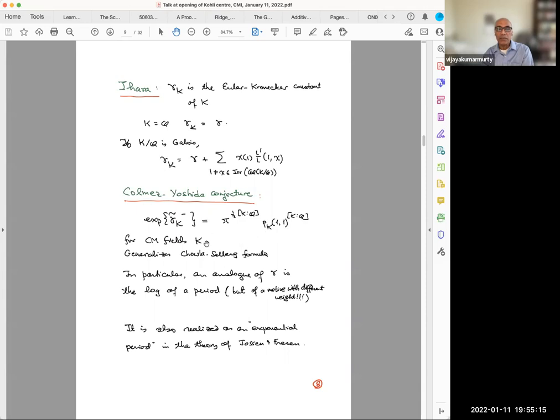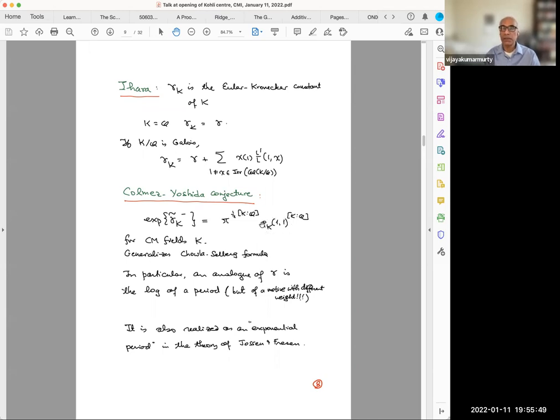And this applies for CM fields k. Okay, CM field means it's a totally complex quadratic extension of a totally real field. And what is this piece of K? It is a virtual period. It's a monomial in periods of abelian varieties with complex multiplication by K. Okay, so whatever it is, it arises from geometry.